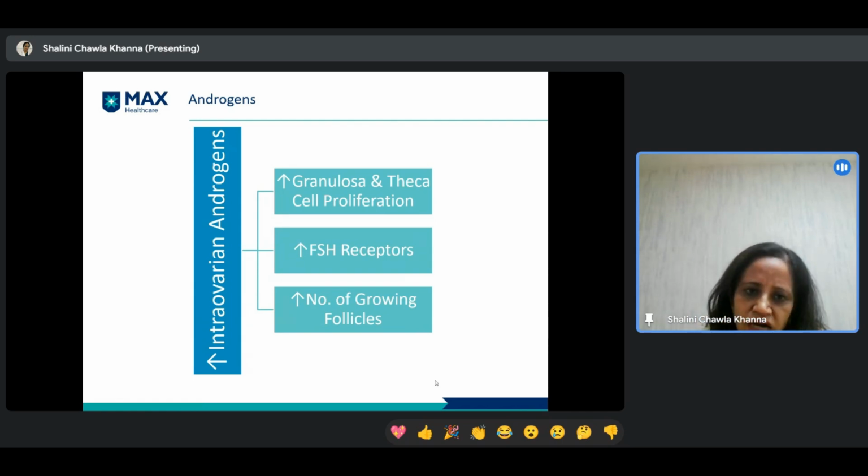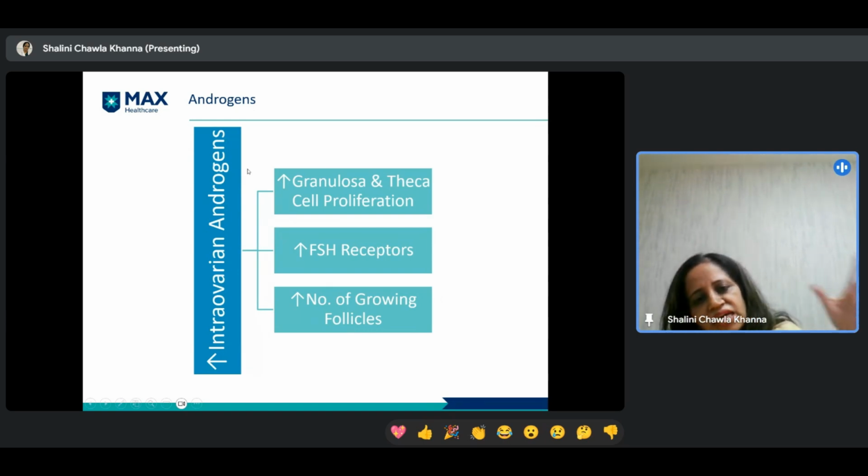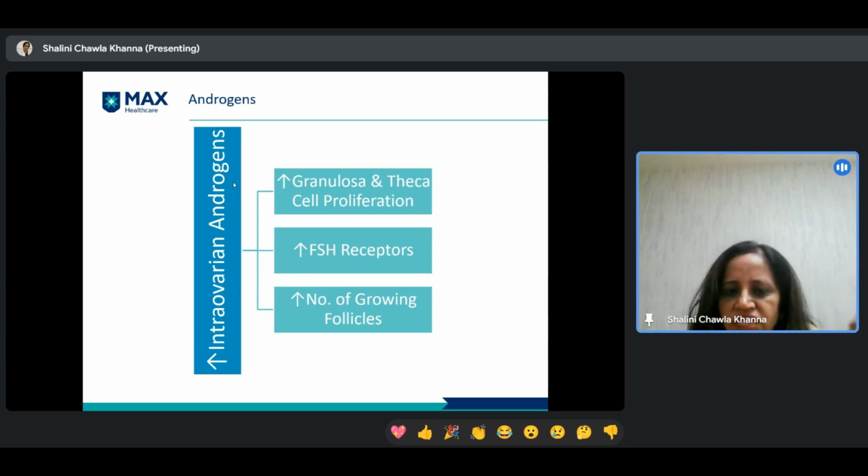Now let's first start with the androgens. Once we are giving these androgens, either testosterone or DHEA, they increase the intra-ovarian androgens. Once the ovarian androgens are increased, they help in the increased proliferation of granulosa cells and theca cells, and the FSH receptors present on these cells also get activated, and hence this leads to an increased number of growing follicles.